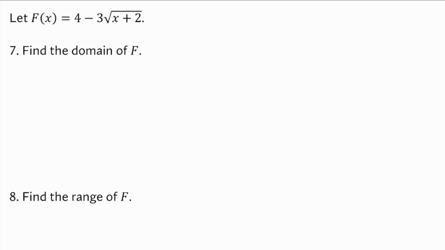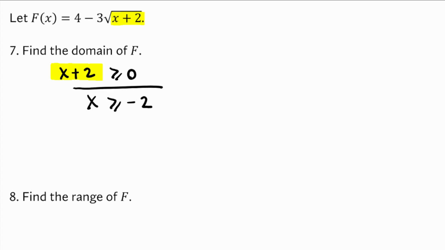Two more. Now we've got this function f, and we're going to find its domain and range. First, the domain of f has to do with what we're allowed to plug in for x. This x plus 2 thing just can't be negative, because we're assuming that the output of f is a real number. So I need x plus 2 to be greater than or equal to 0. And that happens when x is greater than or equal to -2.